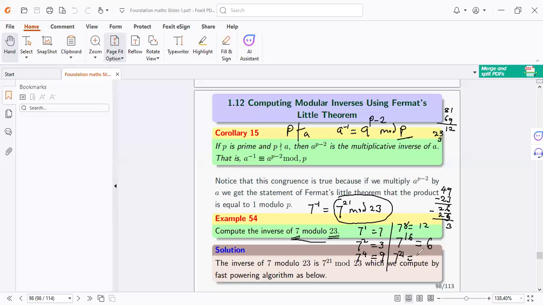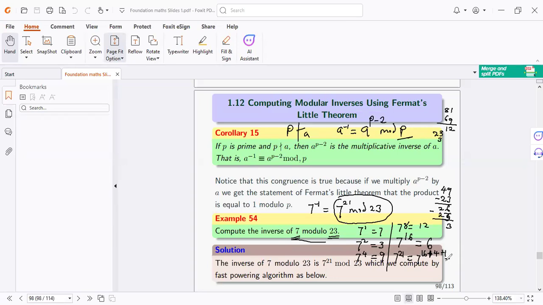It will be 7 raised to 16 plus what? Because we want 21 to be the power. I'm left with the 5 to make it 21. But I don't have power of 5. What I have is power of 4, and then power of 1. So this is same as 7 raised to 16 plus 4 plus 1, which is 21.